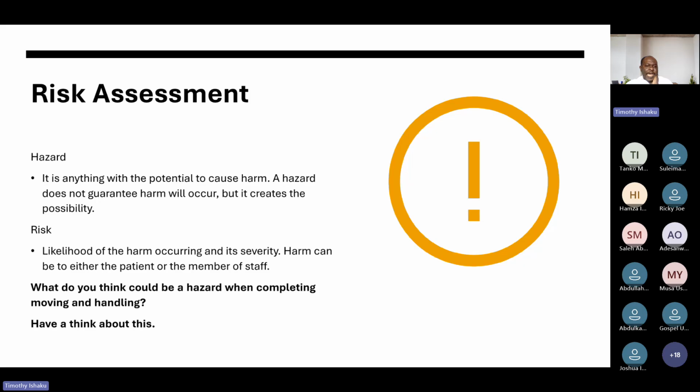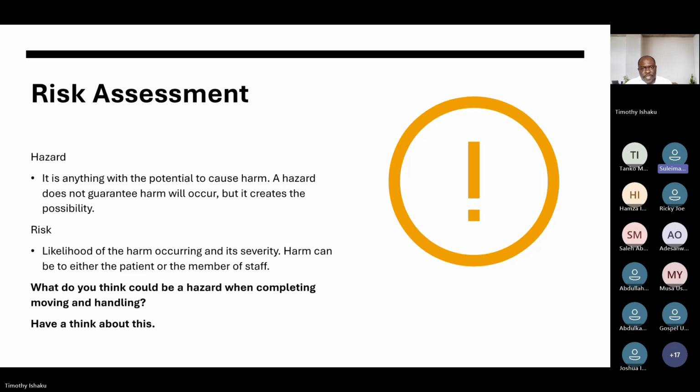What are the things that are likely to cause harm to you when moving the patient? And I would really like to hear your voice. Yes, Suleiman. Weight of the patient, sir. Okay. Can you expand on that?